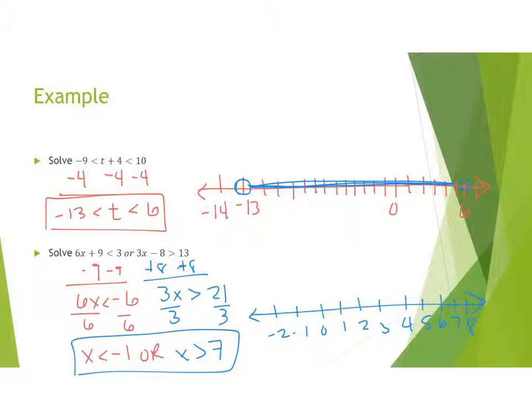Okay, I'm going to graph it. So x is less than -1, so that's an open circle on -1 with an arrow to the left for less than -1. Or x is greater than 7, that's an open circle on 7 with an arrow to the right.